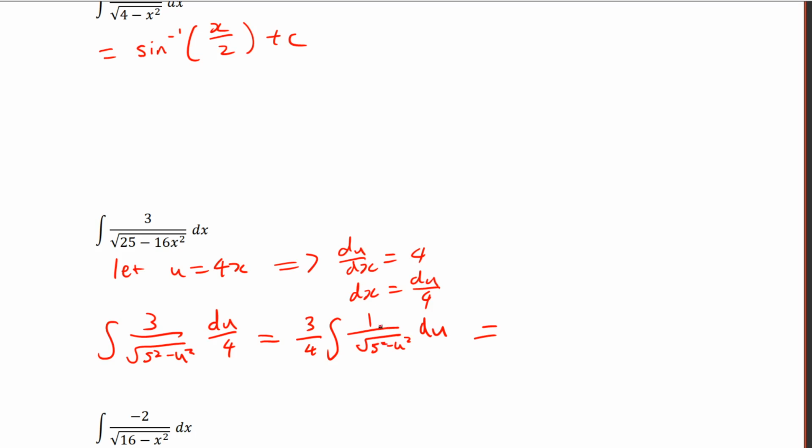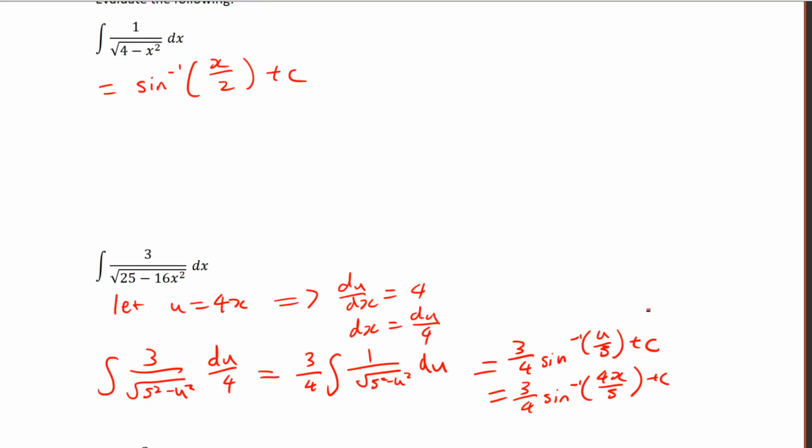And again, if I just use the formula from before for inverse sine, this is just inverse sine of u on 5 plus c, and that's going to be inverse sine of 4x on 5 plus c. Just like that.